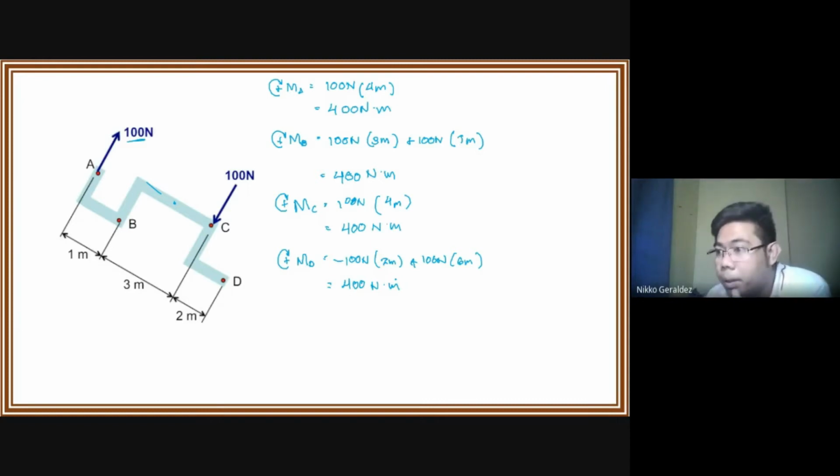This means that the couple moment is a free vector. Wherever it acts, the same magnitude of moment is produced. So that is how the couple moment works.